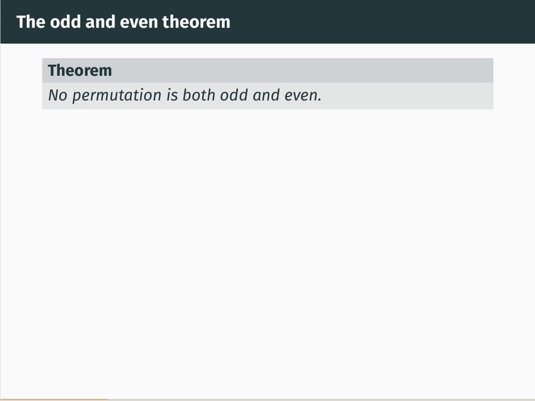Okay, so here's the statement of the odd and even theorem. All it says is that no permutation is both odd and even. And let's suppose for a contradiction that it's false. So if we suppose that we have a product of an odd number of transpositions equal to a product of an even number of transpositions, let's say t1 up to t_{2l+1} is equal to s1 up to s_{2k}, where the s_i and t_j are all transpositions, or two-cycles in other words.